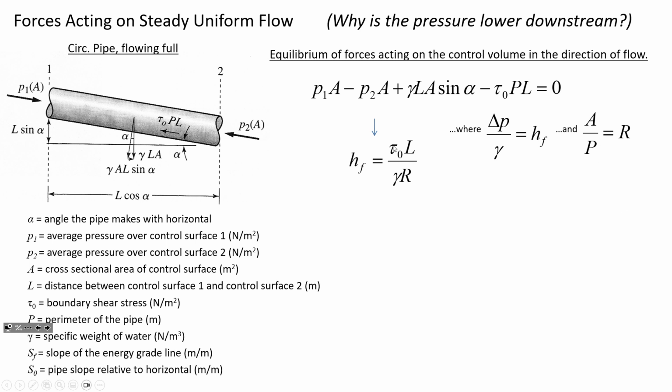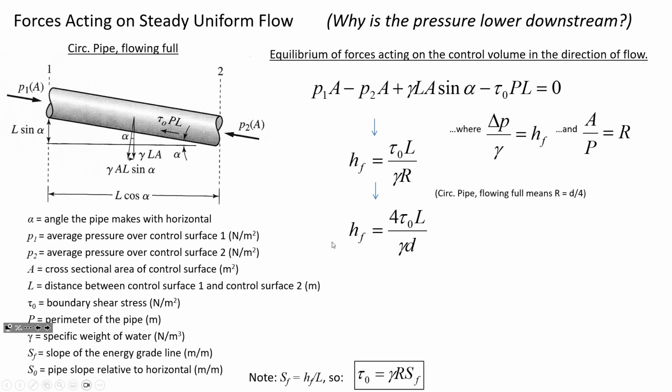We'll use that simplification from time to time, so keep it in the back of your mind. Shear stress multiplied by the length of this liquid segment divided by the unit weight divided by the hydraulic radius, that is the energy loss due to friction. And we can further substitute in our definition for a circular conduit which is flowing full, where the area and hydraulic radius are both a function of the diameter, then we can substitute that hydraulic radius definition in.